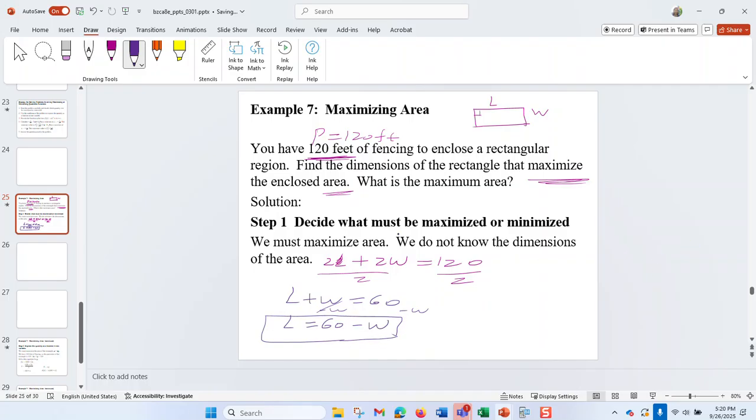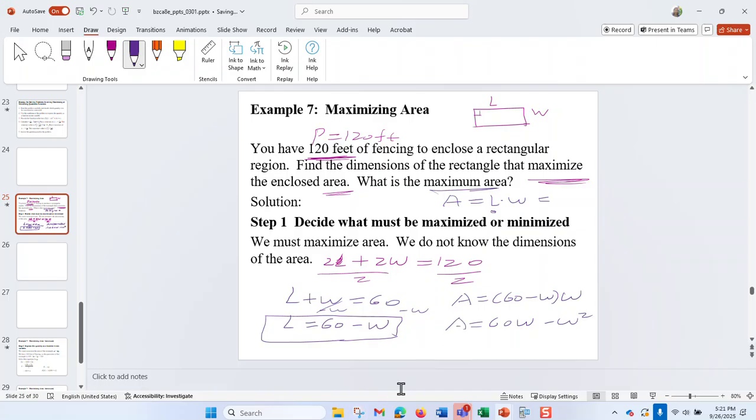Now we want to find a maximum area. So what is my area? My area is length times width. Okay, so this is a formula you do need to remember. And I will use this one for my length. So my area here will be 60 minus W, and then times W. All right, we can multiply that in.